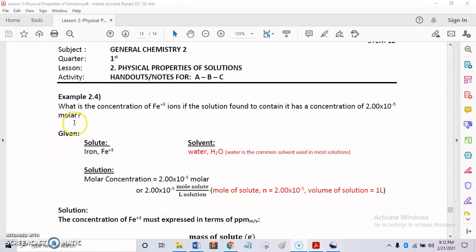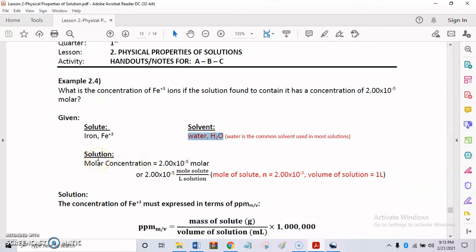Example 2.4. What is the concentration of ions if the solution found to contain it has a concentration of 2 times 10 to the minus 5 molar? So, given tayo ng solute and solvent. The solute is iron, which is Fe3+. Okay? Solvent natin, hindi na naman siya indicated sa question, so automatically water.